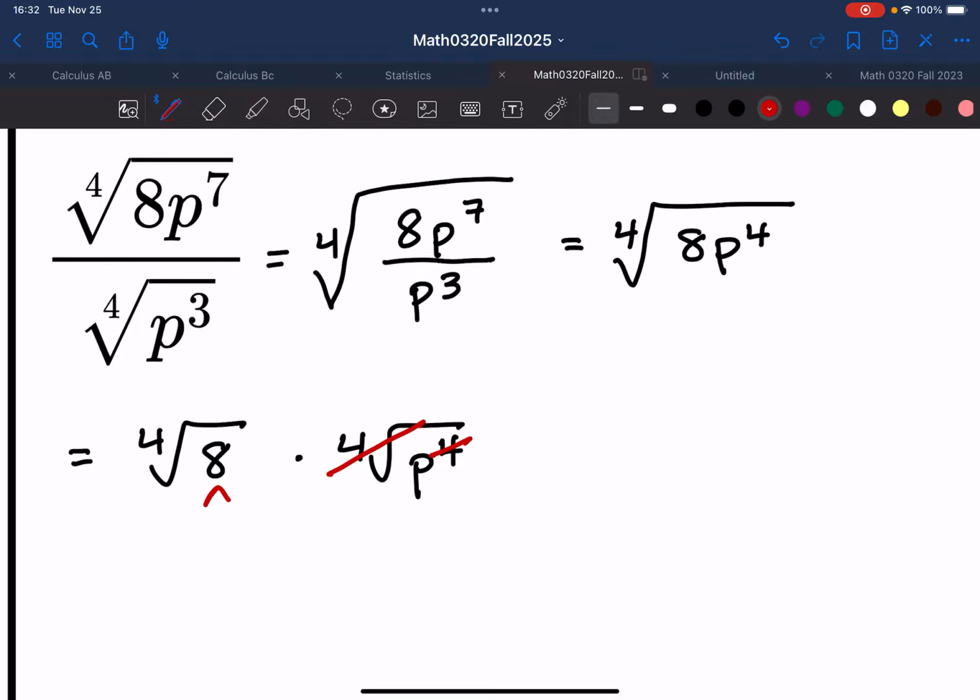And then if I try my prime factor tree on the 8, notice when I do this, I do not end up with 4 2's, but instead just 3 2's, which means I can't simplify this further, which means my answer is just p 4th root of 8.